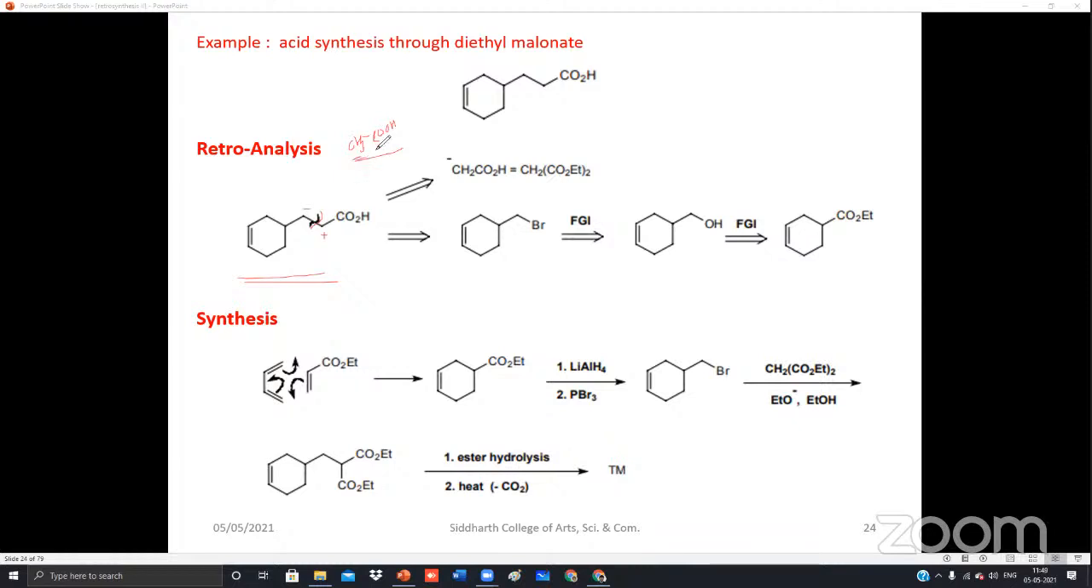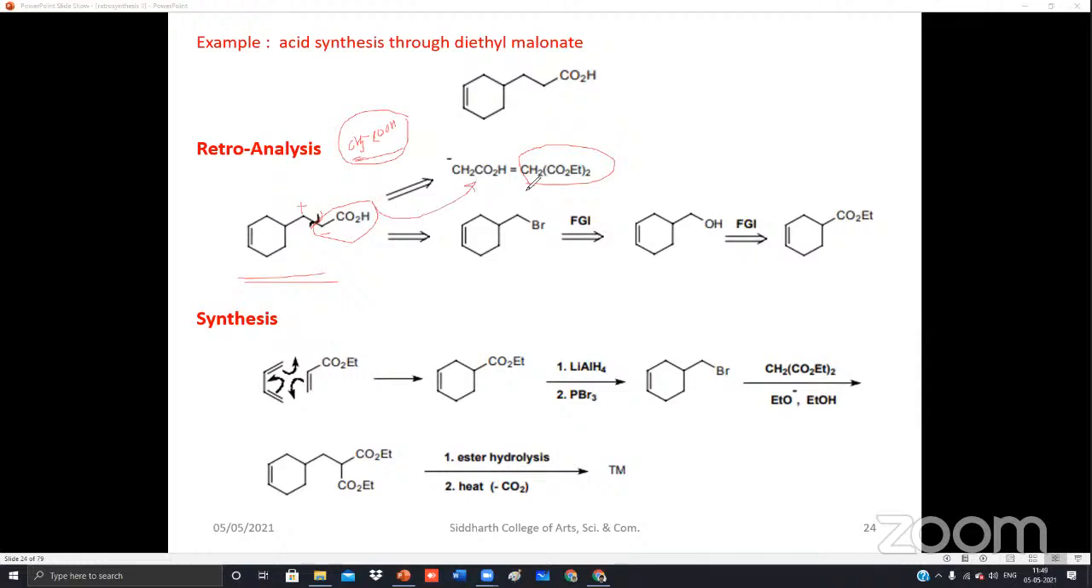So what we can use as an auxiliary reagent, instead of using this acid derivative, is a malonic ester. So this is what we are going to use, a malonic ester. So we can change the charges here. Actually, this should be your minus and this should be a plus. Okay, so this particular part, this is a synthon.